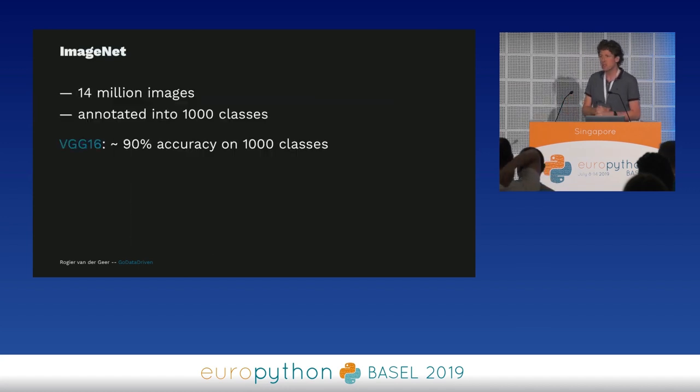This is because this network was made to be trained on ImageNet. ImageNet is a collection of 14 million images that was annotated into 1,000 classes, of which, for example, cat and dog. And so this network was trained using a lot of computers to get like 90% accuracy on these 1,000 classes.